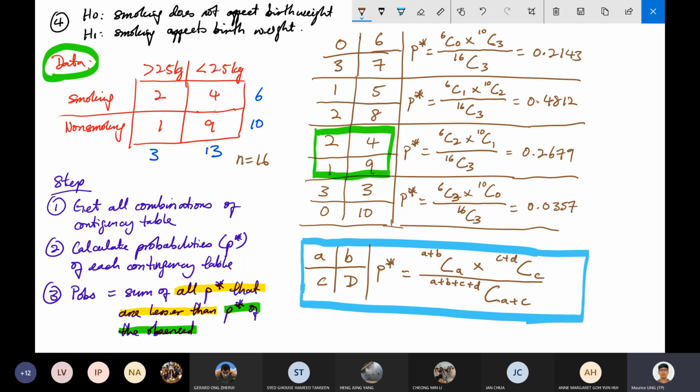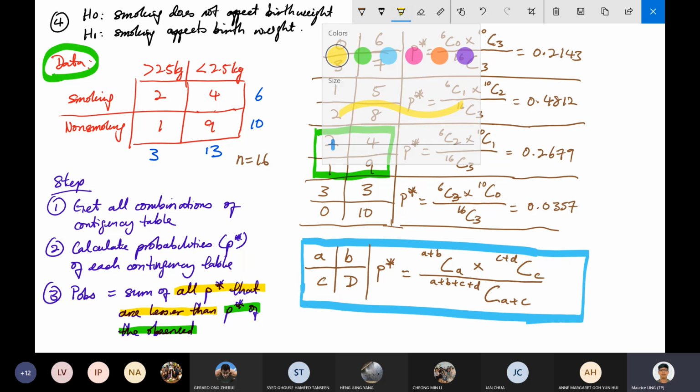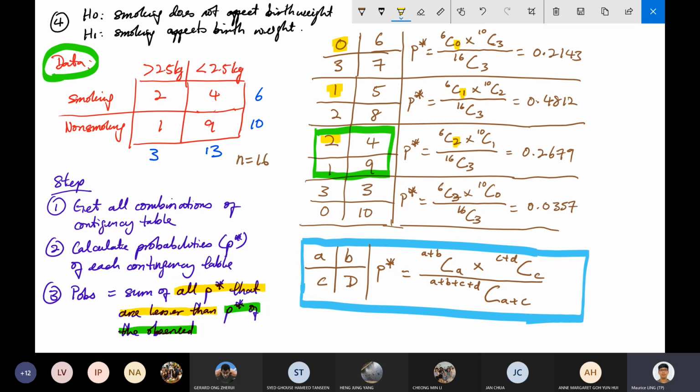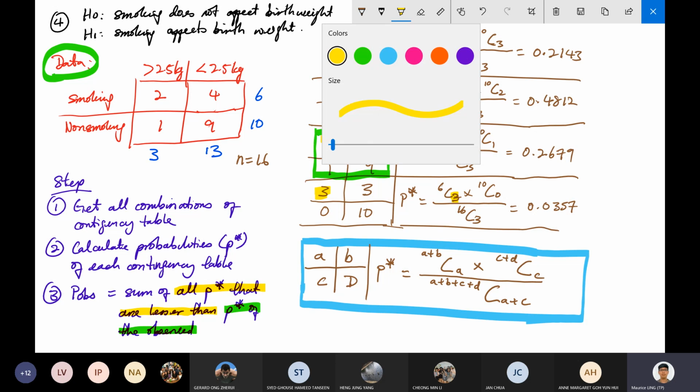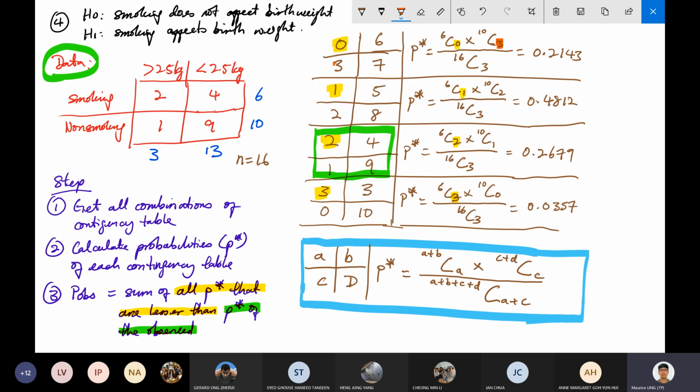Okay, so let me highlight a few more things to make it clearer. So this 0 comes from here. This 1 comes from here. This 2 comes from here. This 3 comes from here. Okay, then blue, blue, blue, green, green, green, green, green, orange. So this 3 comes from here. This 2 comes from here. This 1 comes from here. And this 0 comes from here.